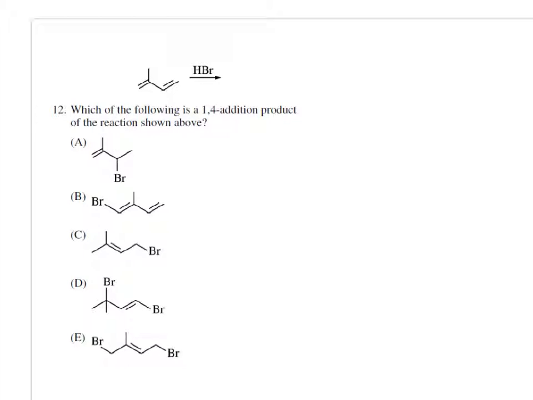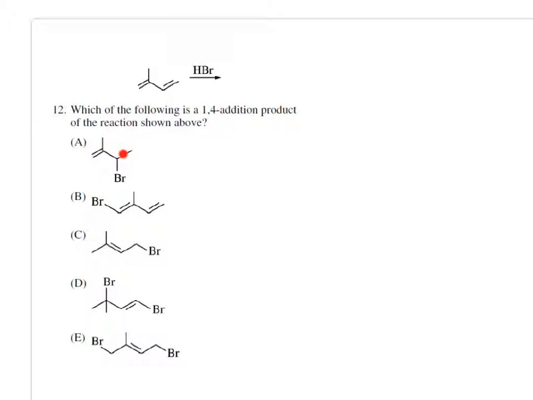This question asks us which of the following is a 1,4 addition product of this reaction here. So a 1,4 addition product is pretty unique to dienes, as we see right here, and it really means that we've added something on the first carbon and the fourth carbon of the diene. And so we're going to look for a product that has the bromine on the end carbon.